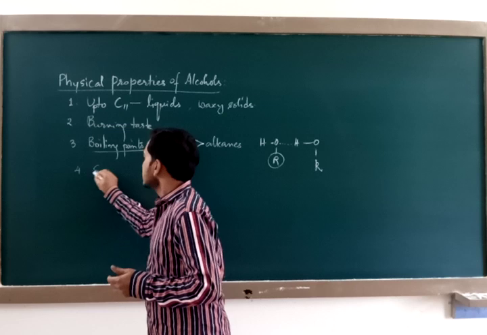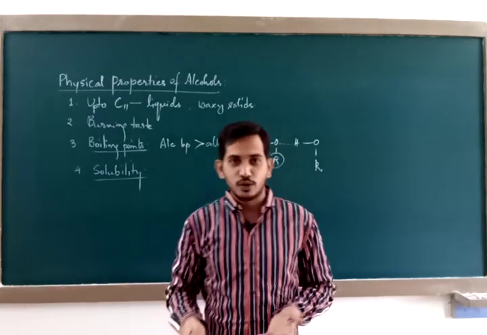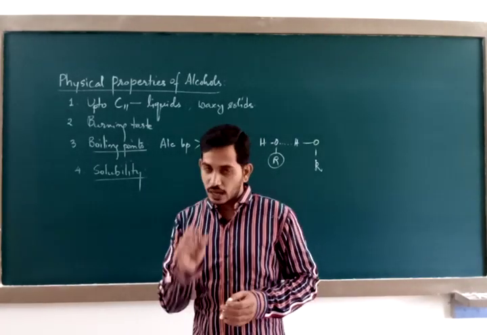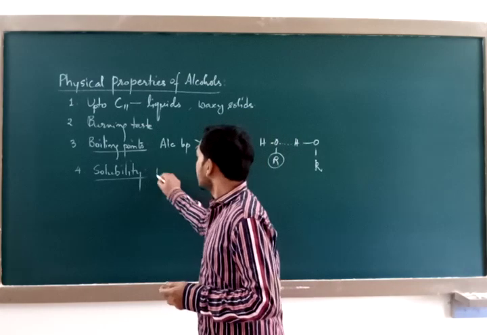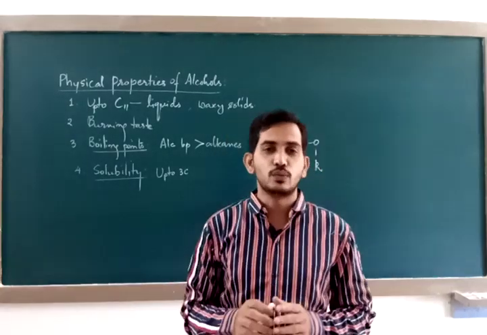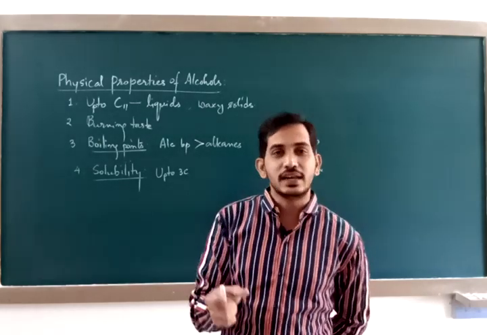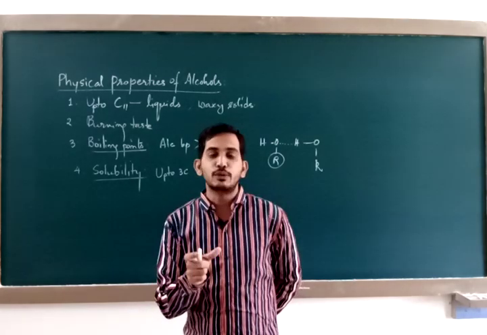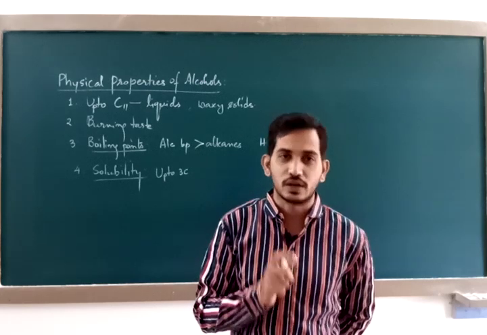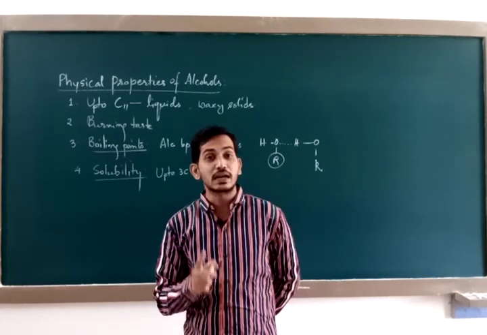The last point is their solubility. We all know that alcohols are soluble in water. You might have seen in movies that they mix alcohol in water before consuming. So lower alcohols, that is, those containing up to 3 carbon atoms, are completely soluble in water. As the number of carbon atoms increases, when the alkyl chain length increases, solubility decreases. The larger the proportion of alkyl group in the chain, the lesser is the solubility of that compound in water.